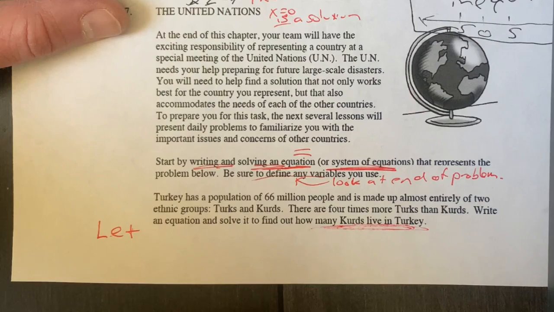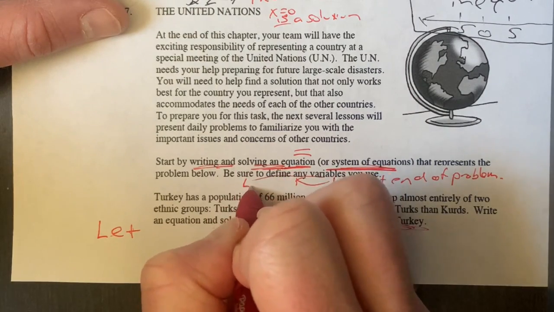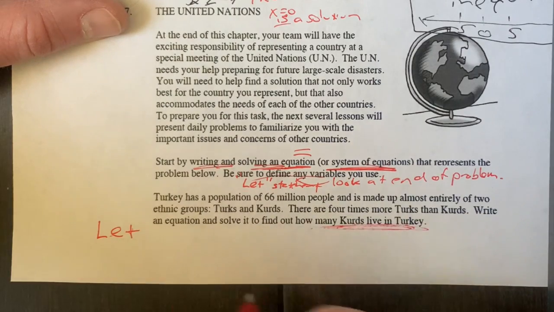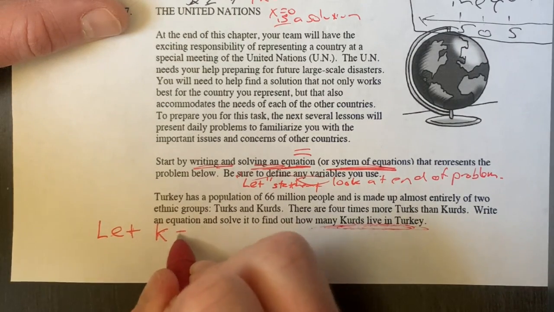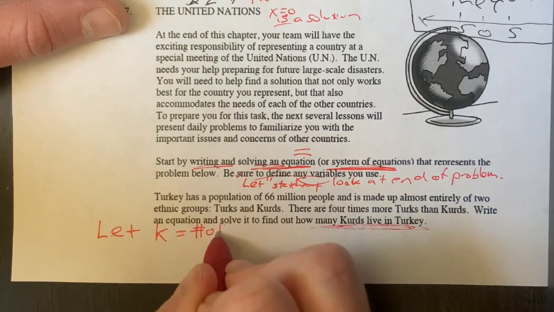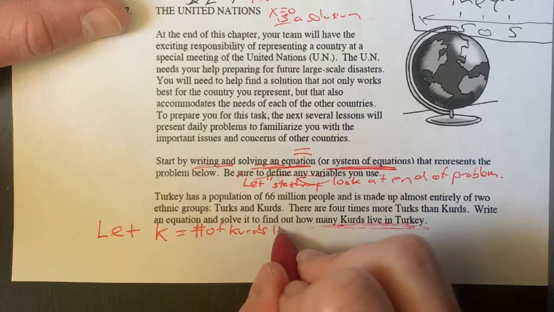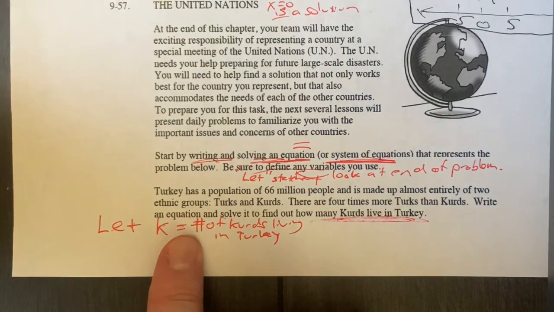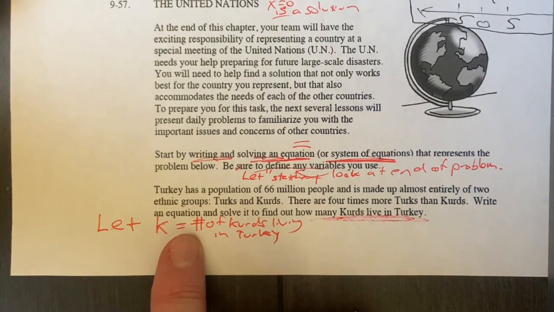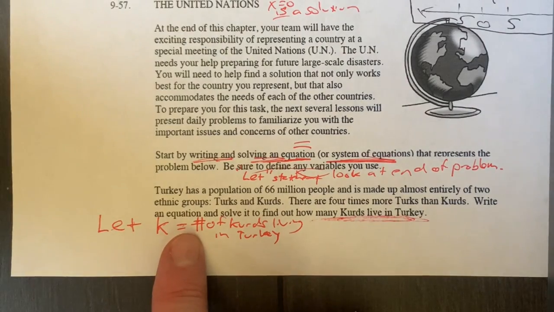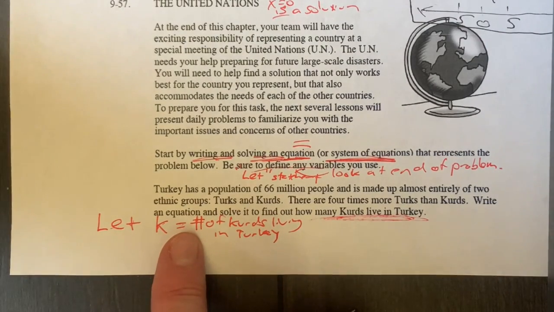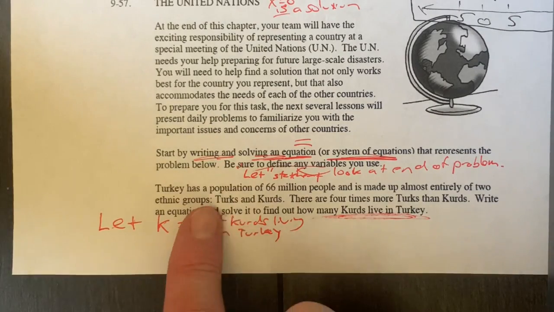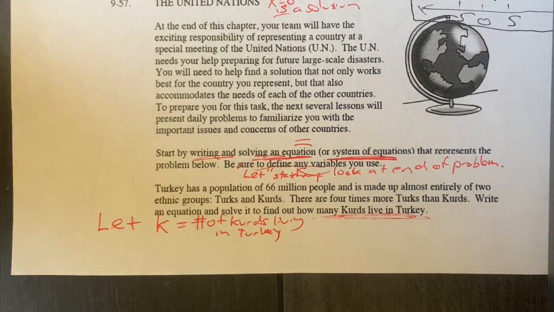Remember, with defining a variable, we need to write a let statement. Our let statement here is going to be: let k equal the number of Kurds living in Turkey. I include "number" there, and that's important because anytime you define a variable, you need to include units. How is it being counted? Well, this is just a pure count. There are no specific units of measurement. We're just counting the number of people. So the number of Kurds living in Turkey, that's our variable.